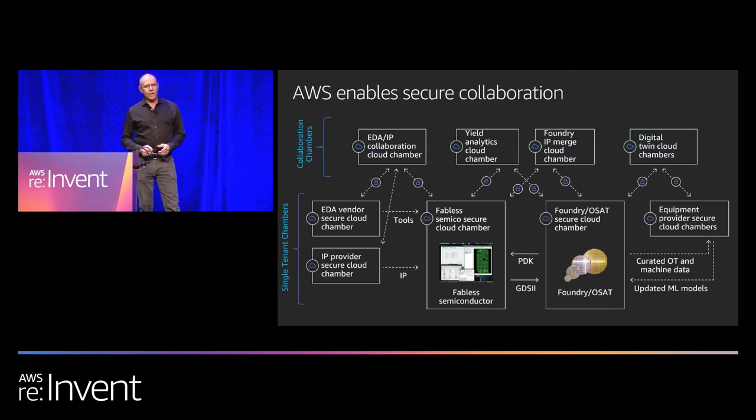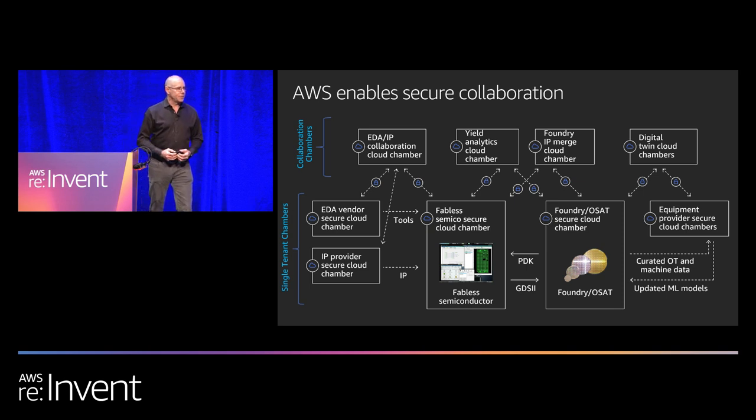So cloud actually provides you the ability to do a tremendous amount of secure collaboration using secure chambers or using virtual private clouds, call them what you will. But these virtual private clouds could be a single tenant environment, for example, to allow you to burst out large amounts of verification workloads to the cloud, or they could be collaboration chambers that you create temporarily to allow yourselves, if you're, let's say, a fabless semiconductor company, to collaborate with a third-party design services company, or with your IP provider, or with your EDA vendor.